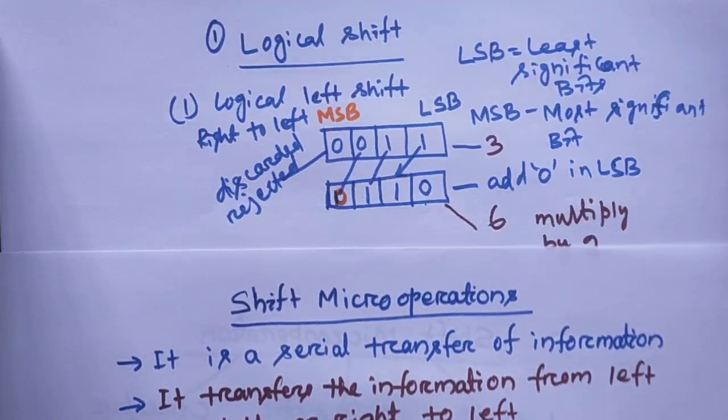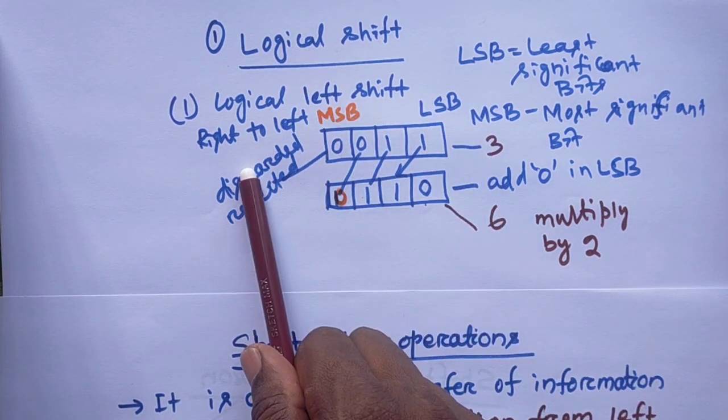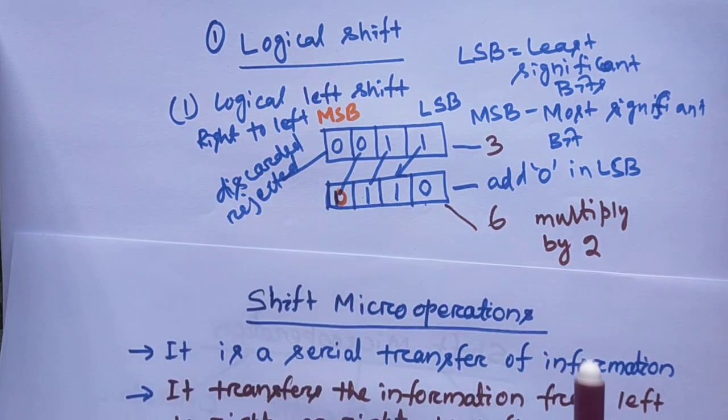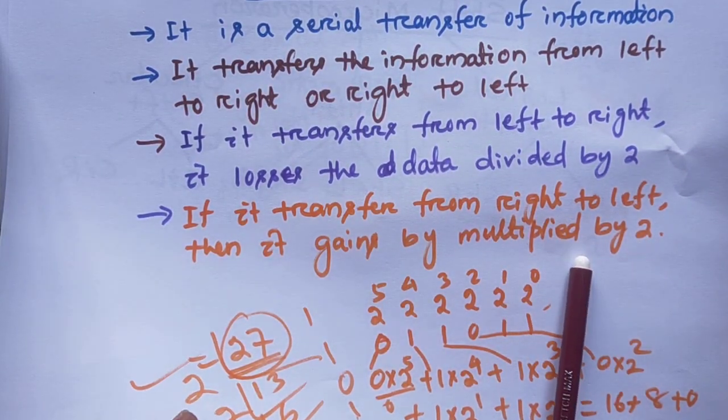But here in this case, what happens? Left shift means move from right to left. Then it is multiplied by 2, because I have already mentioned it is multiplied by 2. So it is multiplied by 2.